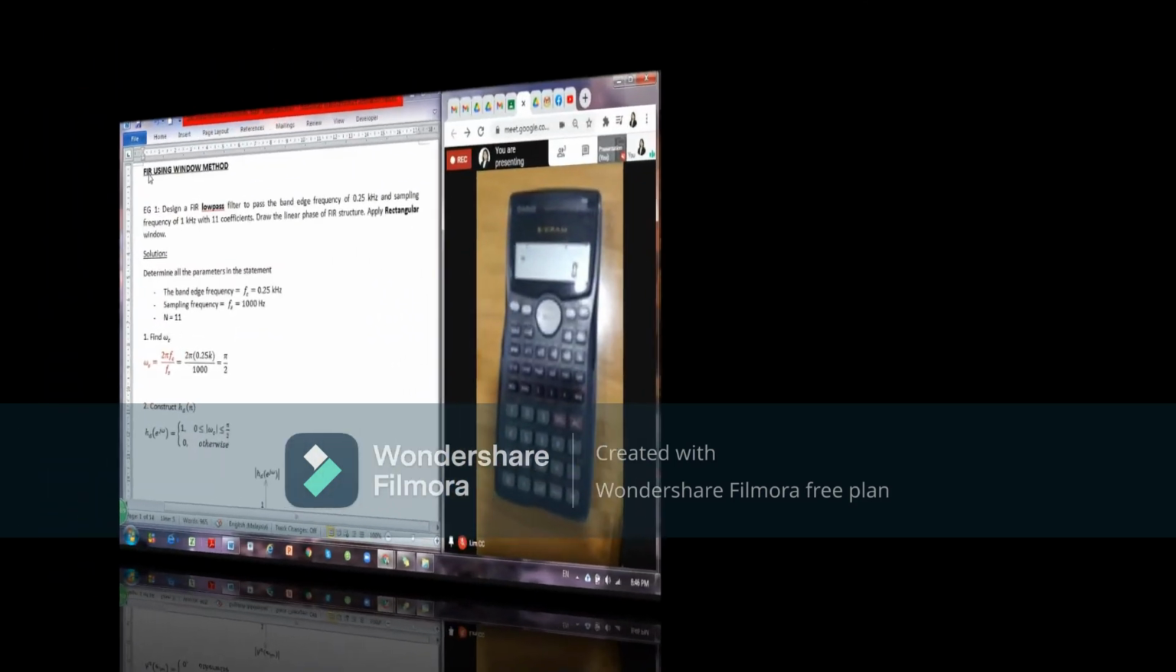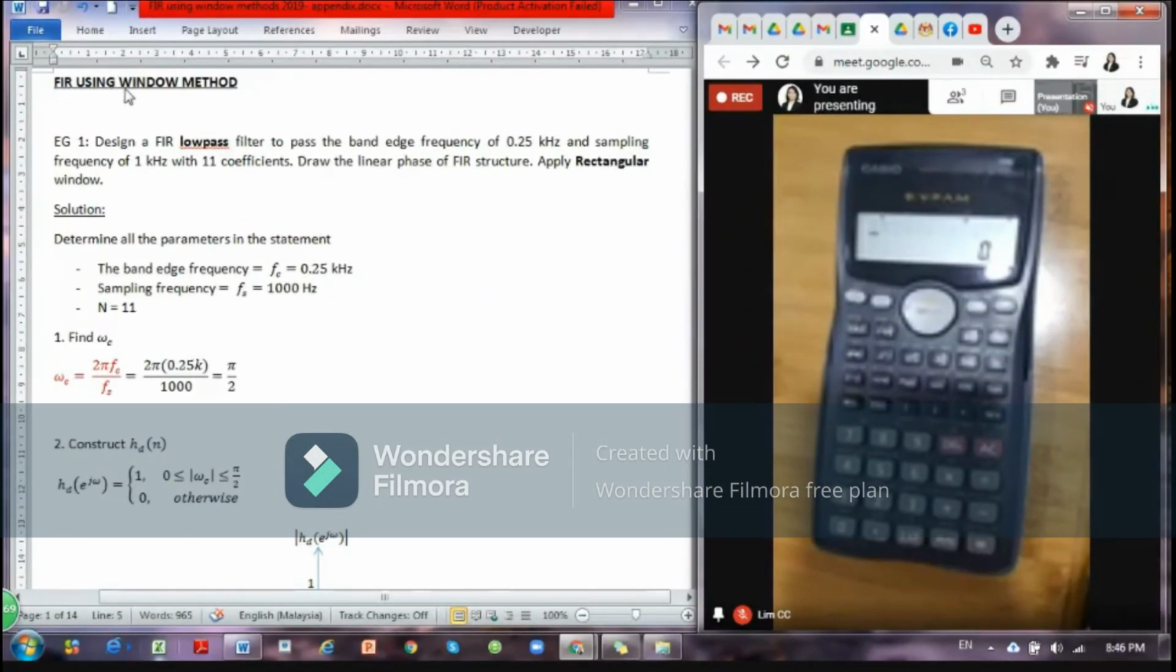Today we would like to teach you about FIR using the window method. First example: design a FIR low-pass filter to pass the band edge frequency of 0.25 kHz and sampling frequency of 1 kHz with 11 coefficients. Draw the linear phase FIR structure and apply the rectangular window.